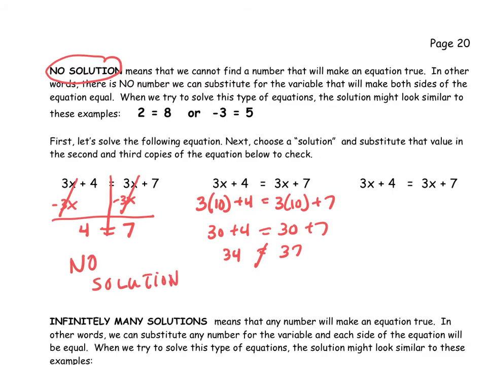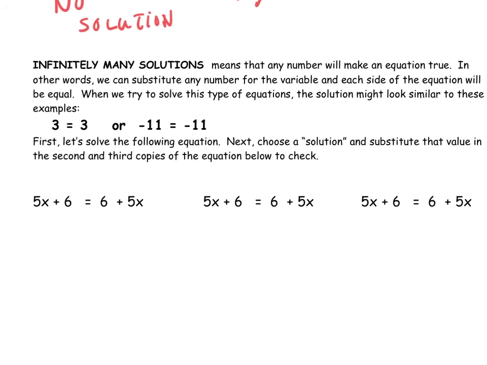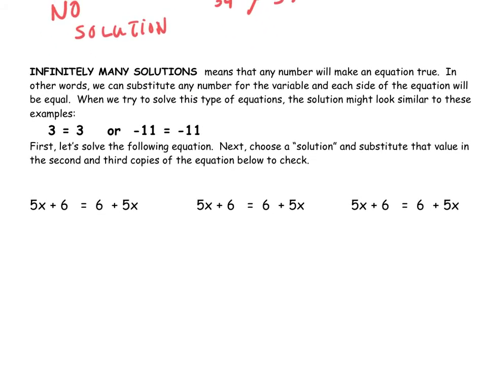So let's try our next situation. Infinitely many solutions. That means that any number will make an equation true. In other words, we can substitute any number for the variable, and each side of the equation will be equal. When we try to solve this type of equation, the solution might look similar to these examples.